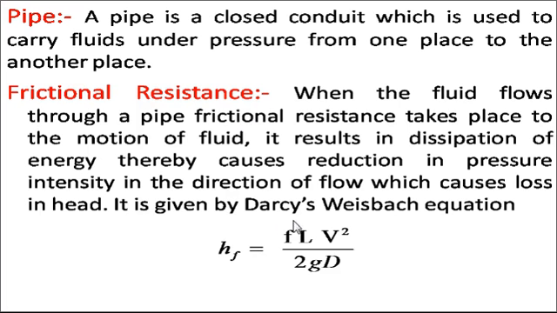Now, the Darcy-Weisbach equation. Darcy-Weisbach is the name of the scientist, he had given the equation for the head loss. Head loss is given by hf is equal to f L V square upon 2 g D, where hf is the head loss along the direction of the flow, f is the friction factor, L is the length of the pipe between two sections, section 1 and section 2, V is the velocity of the fluid through the pipe, D is the diameter of the pipe, and g is the constant acceleration due to gravity.